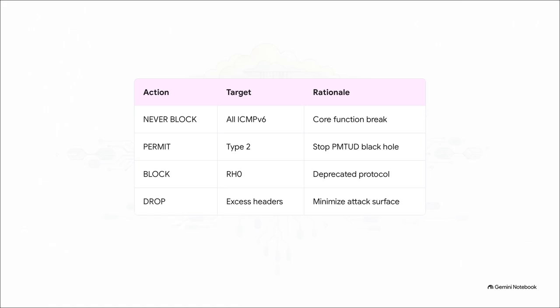traffic is stalling. On the flip side, you definitely want to hard block deprecated types, like routing header type 0 or RH0. It's an outdated protocol, and it basically rolls out the red carpet for massive amplification attacks. And finally, intentionally drop packets that have excessive or unrecognized extension headers. You want to minimize any attack surfaces your firewalls can't even parse.